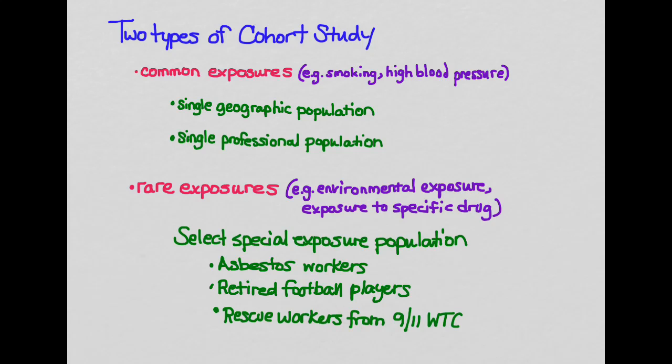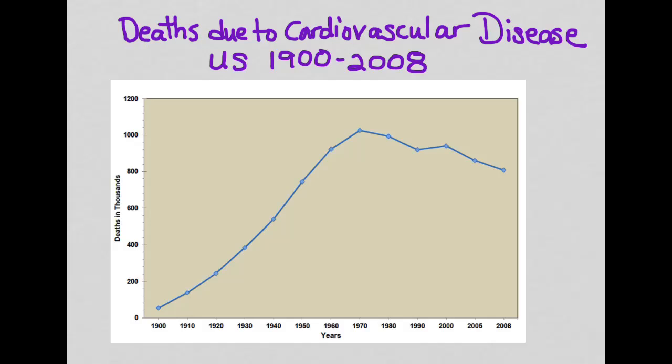And then rescue workers from 9/11, for example, there's a lot of work looking at respiratory illness that developed among that population. So you can limit your population in a cohort to one that was exposed to a particular environmental situation or something that you're interested in studying. Now I'm going to give you two examples, one of each of these types of cohort study.